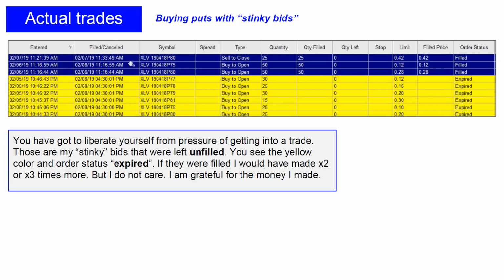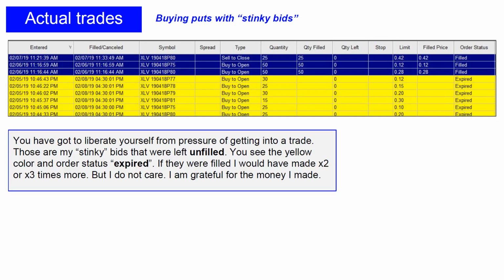In blue, you see my orders which got filled. In yellow, you see my orders which did not get filled. They just got expired. If I got filled, I would have made 2 times, 3 times more money. But I don't care. I'm grateful for the money I made. This is how you should approach the situation.